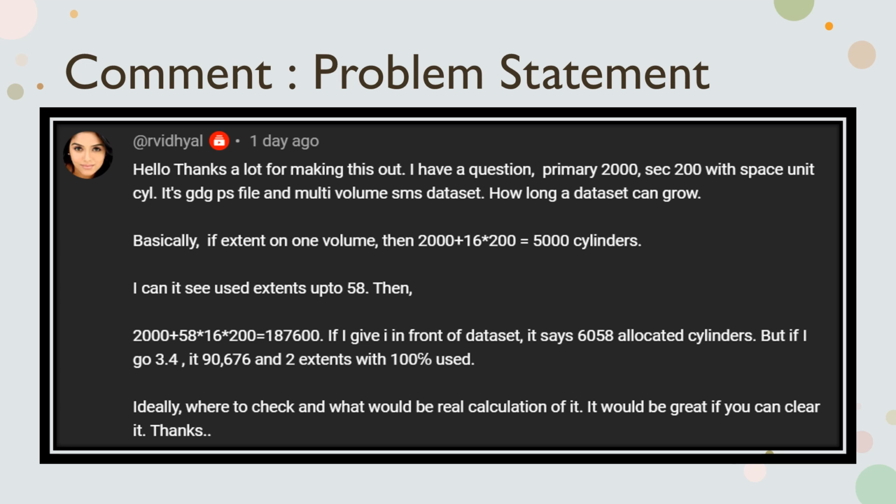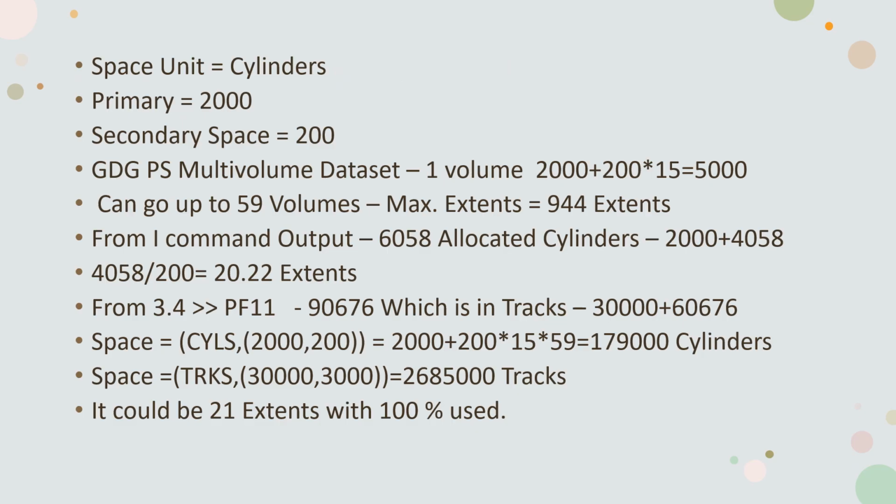Okay, I'll explain how this could work. According to the problem statement, what the subscriber says is the space unit is in cylinders. Okay, as we know, one cylinder is 15 tracks. So the primary is 2000 cylinders and secondary is 200.